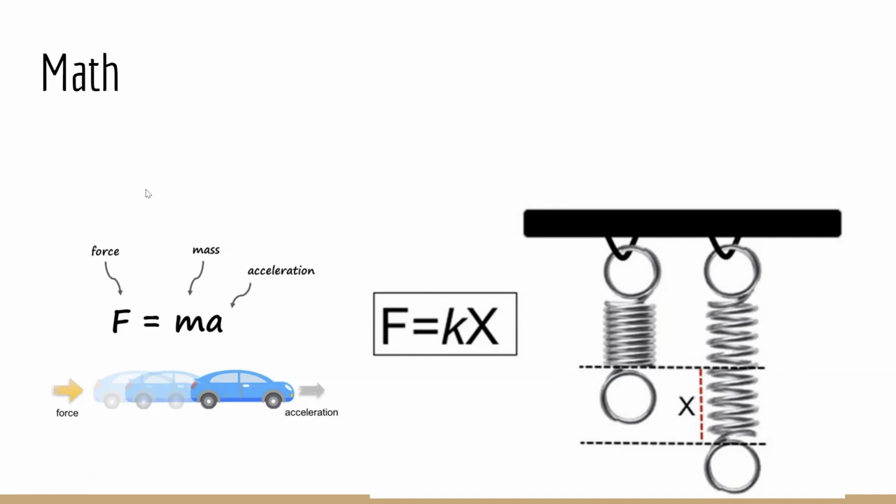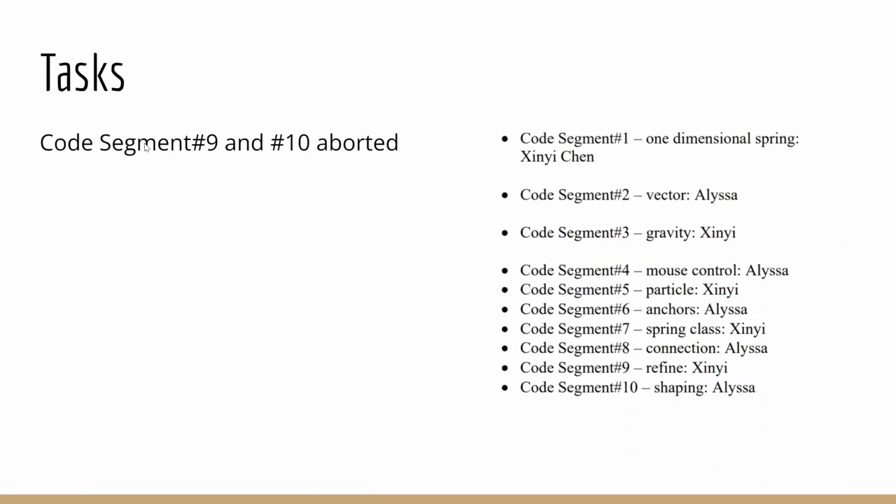And we know that speed, which is v, equals v plus acceleration each frame. Therefore, because acceleration equals f, the speed is equal to f. Therefore, we will have a simple equation to implement. For the tasks, we have separated the tasks into several code segments, and I want to mention that code segments 9 and 10 have been aborted.